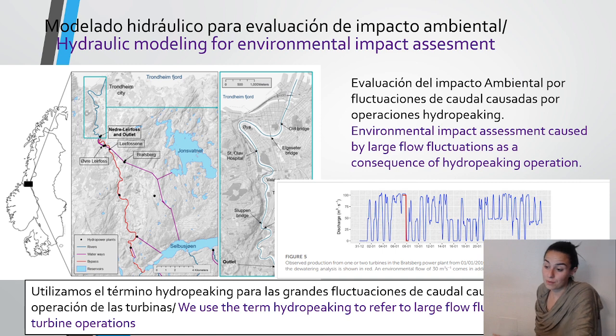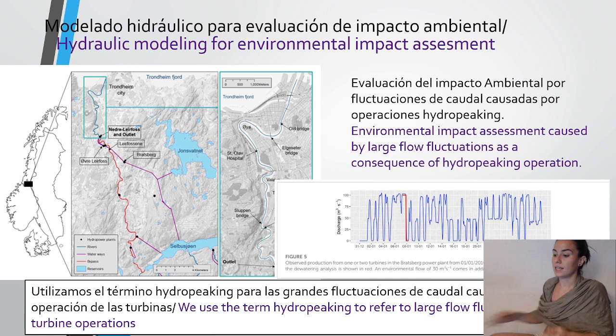This is an example of a project that we worked on in Trondheim for the Hydroflex project: hydraulic modeling for environmental impact assessment. We wanted to study the impact caused by large flow fluctuations as a consequence of hydropeaking operation. We use the term hydropeaking to refer to large flow fluctuations caused by turbine operation.